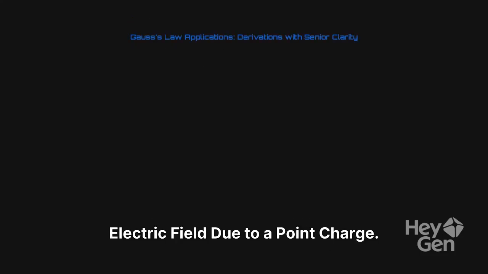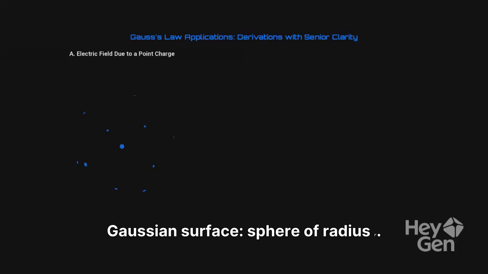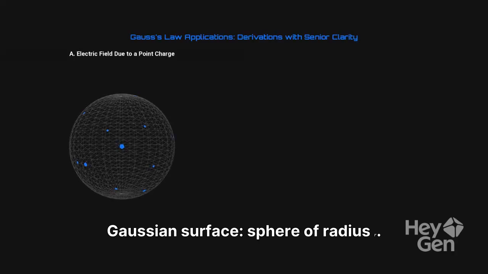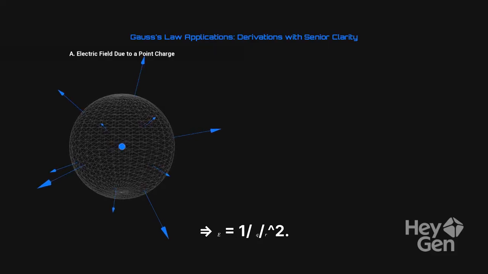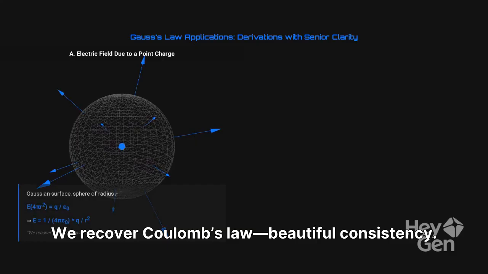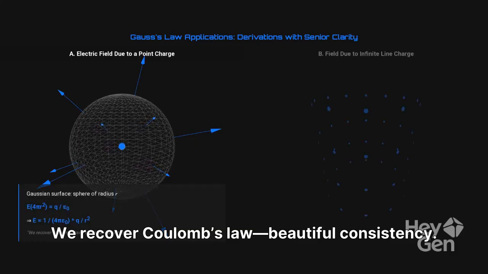A. Electric field due to a point charge. Gaussian surface, a sphere of radius r. E times 4 pi r^2 equals q/epsilon_0, so E equals 1/(4 pi epsilon_0) times q/r^2. We recover Coulomb's law, beautiful consistency.